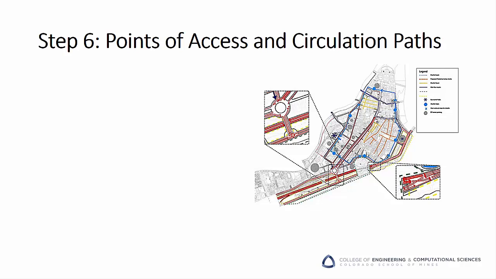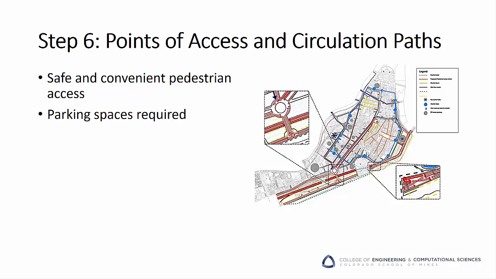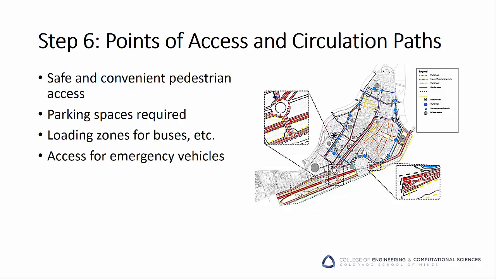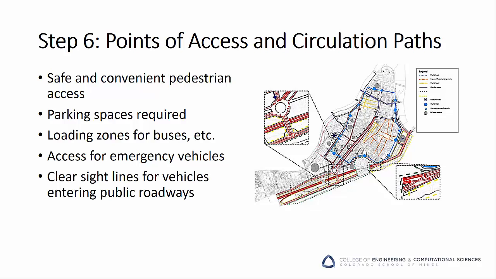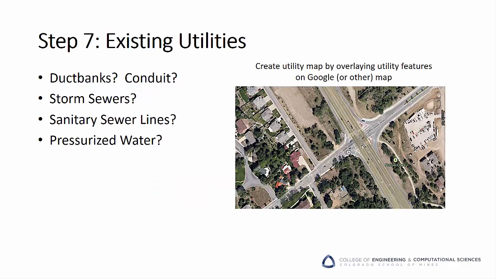Depending on what type of structure or project you'll be building, have you looked at safe and convenient pedestrian access, parking spaces required, loading zones for buses, access for emergency vehicles, clear sight lines for vehicles entering public roadways, and, at least in Colorado, space for snow removal? In addition, make sure to consider where existing utilities are located. It may make sense for you to modify your design to better accommodate access to sewers, water, or other utilities.